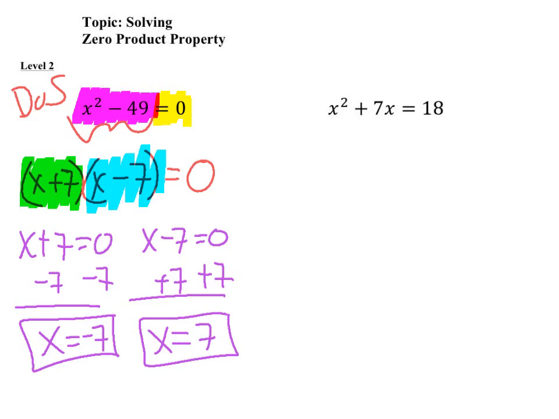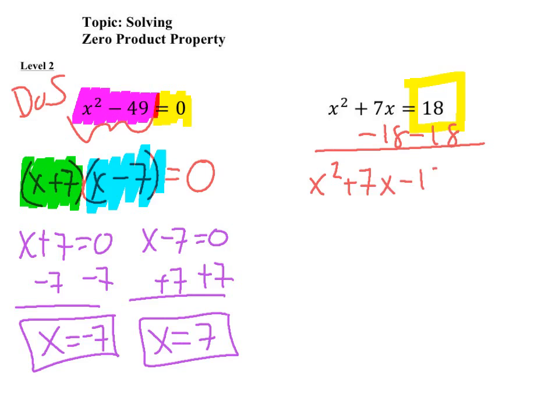Now for the last example. The big thing I notice is that this does not equal 0. So what I need to do is make it equal 0. I have 18, so I'm going to subtract 18 from both sides, and I'm going to get x squared plus 7x minus 18 equals 0.